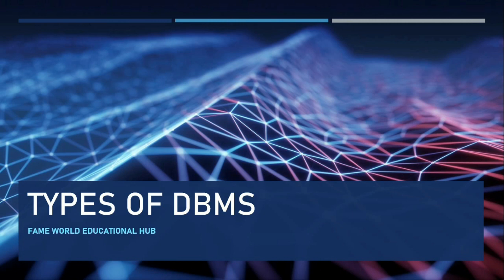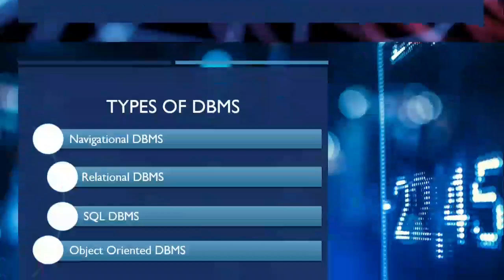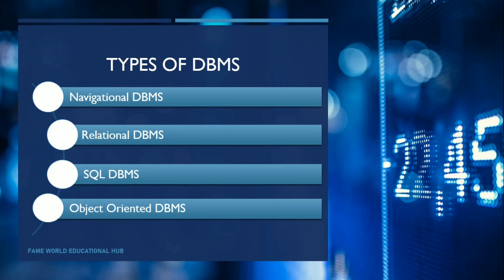Today we are going to discuss the types of DBMS, that is, the types of database management system. There are different kinds of database management system, like navigational DBMS, relational DBMS, SQL DBMS, and object-oriented DBMS.